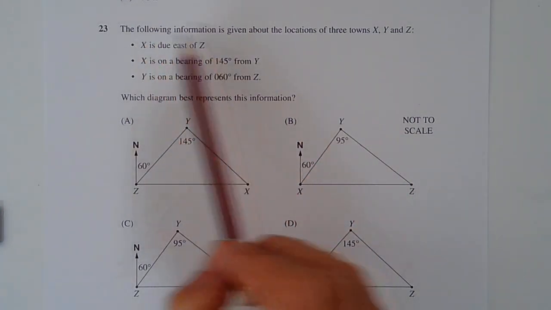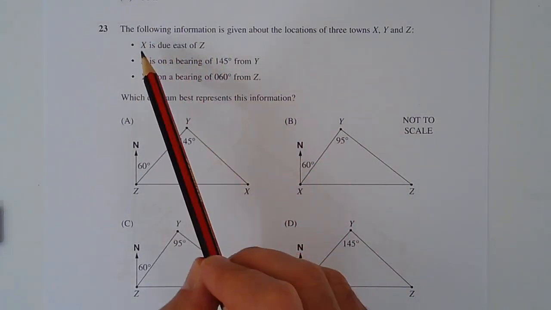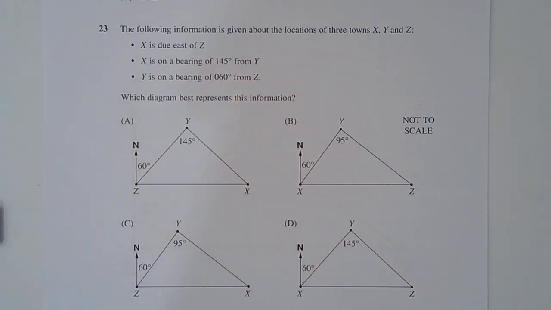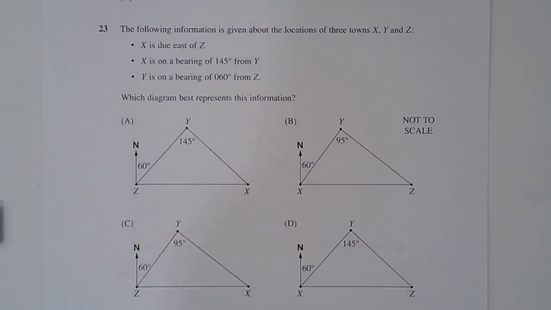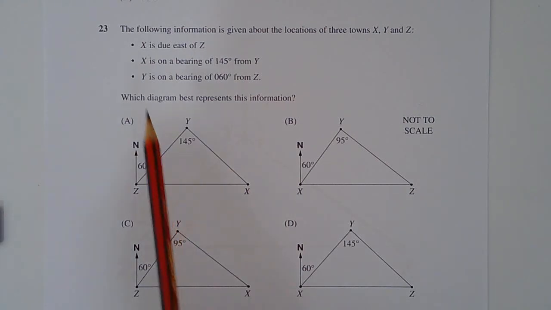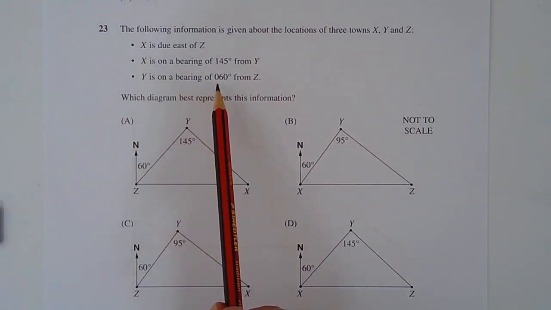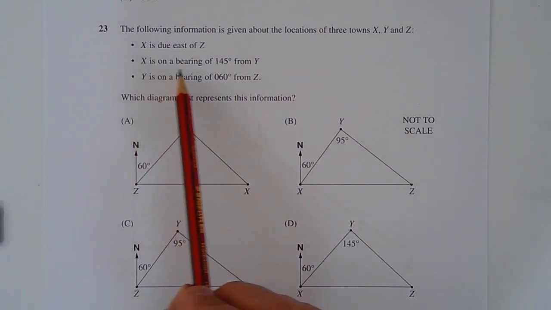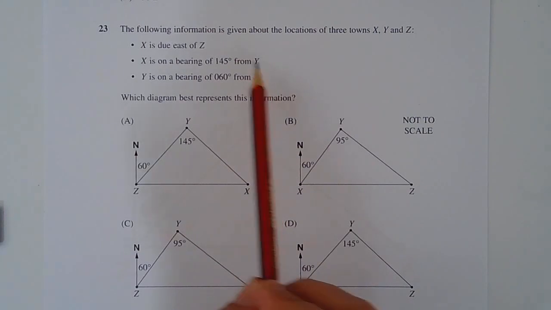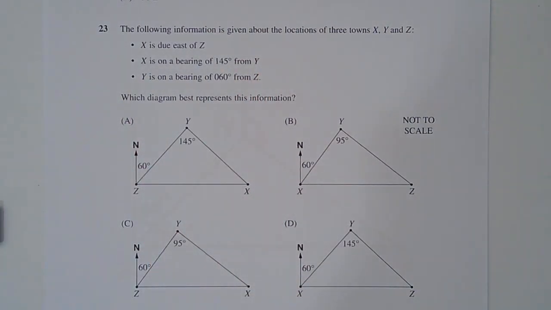Now the first point, X is due east of Z, implies that X is situated to the right-hand side of Z. So it's either options A or C, since X is on the right-hand side of Z. Now the third point, Y is on a bearing of 060 degrees from Z, is satisfied in both these options. Now the second point, X is on a bearing of 145 degrees from Y, is the one that is going to require a little bit more time.